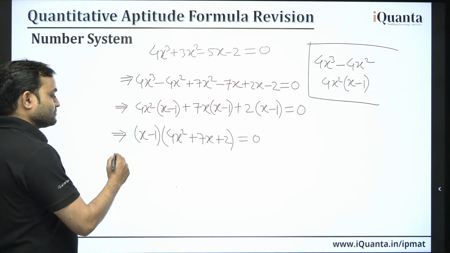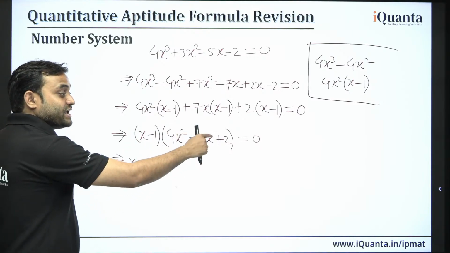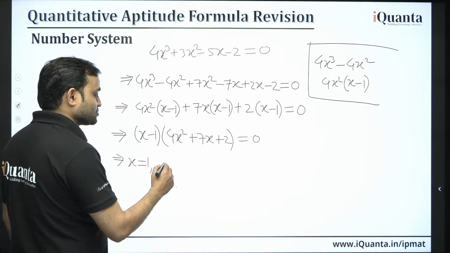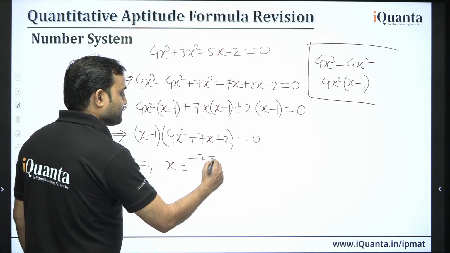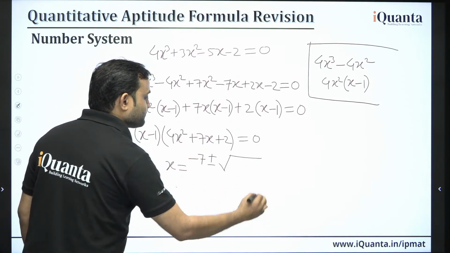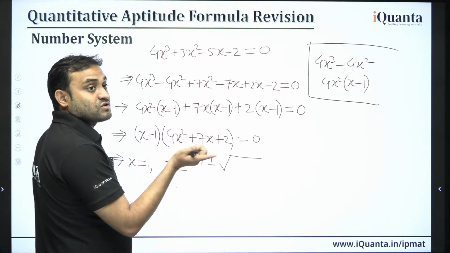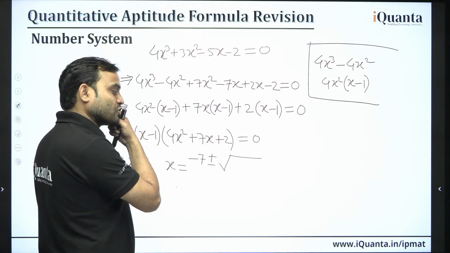So from there, one of the roots will be x is equal to 1, and from here, what will be the other two roots? x will be equal to minus 7 plus minus square root of, using the formula b square minus 4ac, 7 square 49, then 4 into 2 into 4, 8 into 4, 32, right?